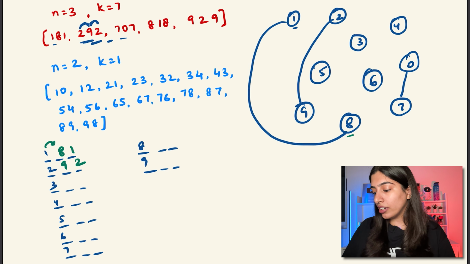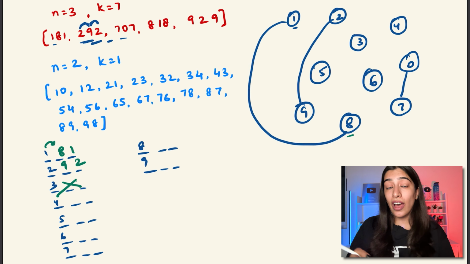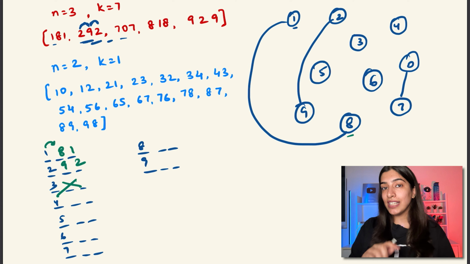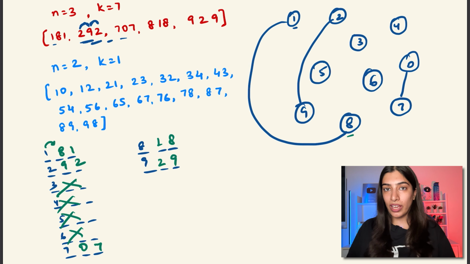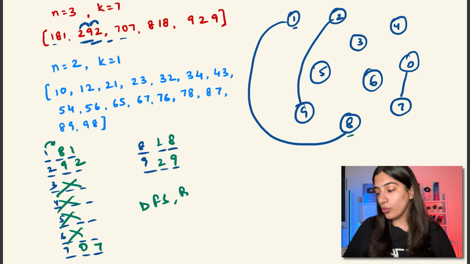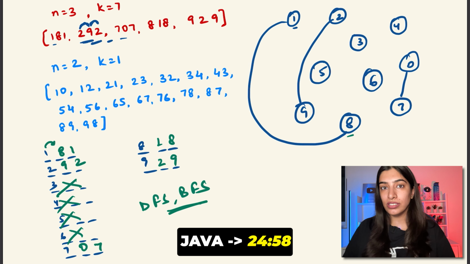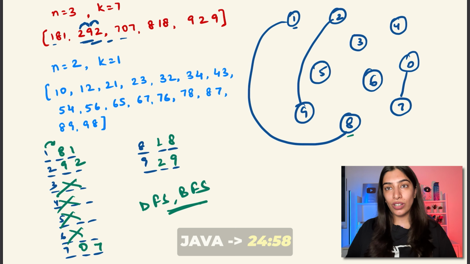3 is not connected to anything, so this doesn't make sense because I have to have the number of digits as n. This I cannot have, this I cannot have because it is not connected to anything, right? This is not connected to anything. 7 is connected to 0, 0 is connected to 7. 8 is connected to 1, 1 is connected to 8, 9 is connected to 2, 2 is connected to 9. So I hope you have understood how this works. And yes, we can do both DFS and BFS over here. We basically have to do traversals. Yes, let's try writing the code now.